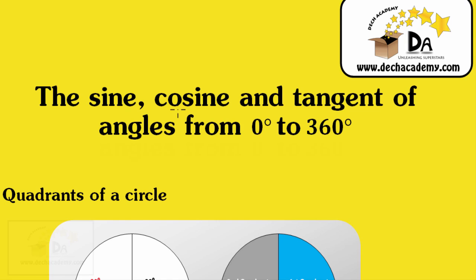This video lesson deals with the sine, cosine and tangent of angles from 0 degrees to 360 degrees. More specifically, the method for determining the sines, cosines and tangents of angles ranging from 0 degrees to 360 degrees. So the first thing we need to look at is the idea of a quadrant of a circle.